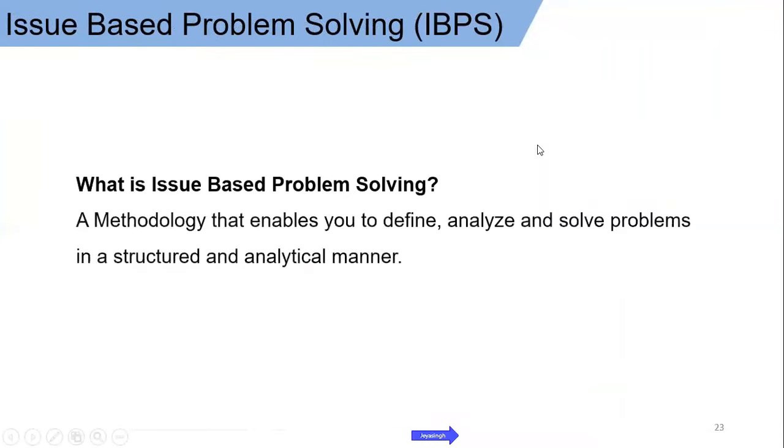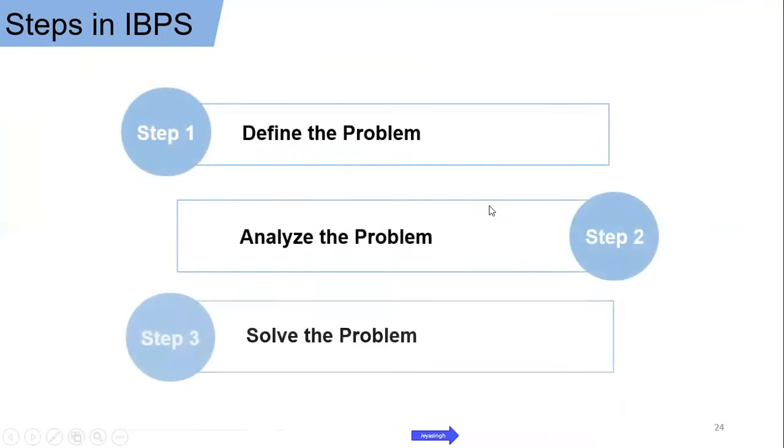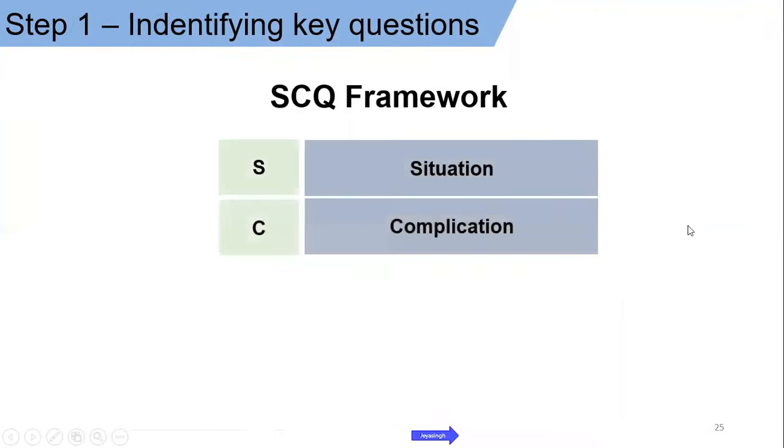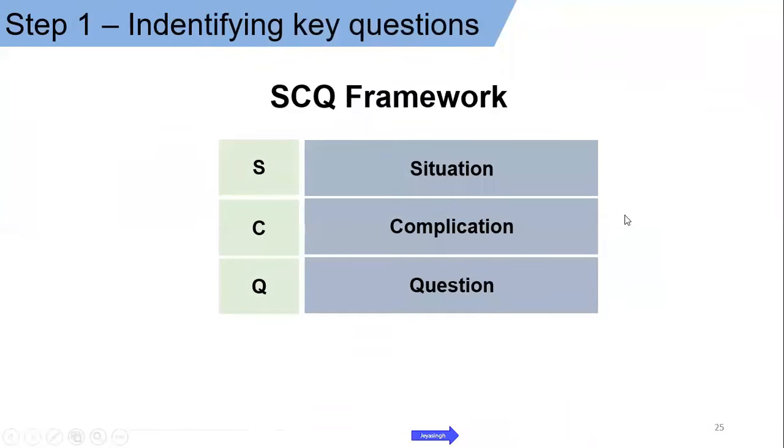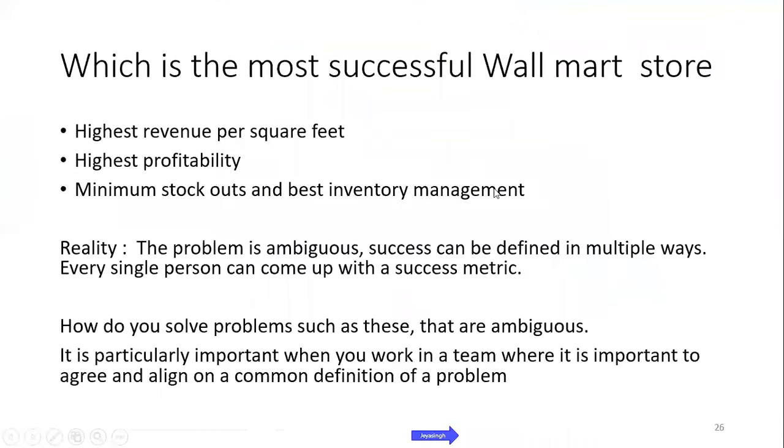Right, so one of the techniques is issue-based problem solving. What it does is it takes the problem and helps you analyze and solve it by breaking it down using the SQL framework, which is what's the situation, what's the complication, and what's the question that we should be asking of ourselves, right? So let's take an example of the SQL framework. If someone asks you what's the most successful Walmart store, right? There's many ways you could define it. Successful might be highest revenue per square feet, might be highest profitability, might actually have an inventory definition around it, right? So which one of these makes sense to you?